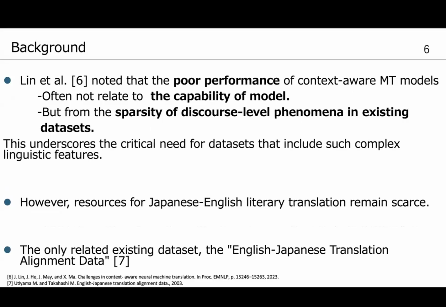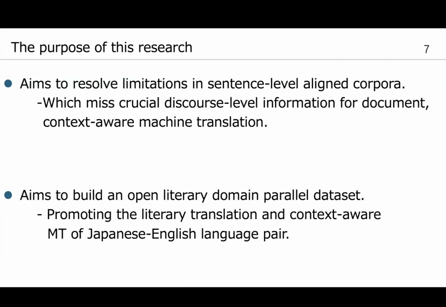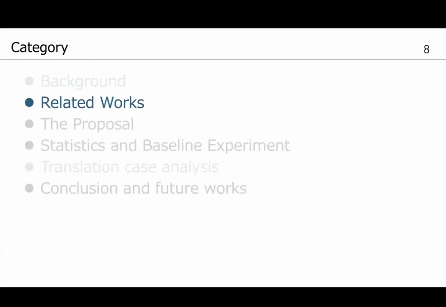However, the resources for Japanese and English language pair literary translation still remain scarce. The only related existing data set, the English-Japanese translation alignment data, was developed 10 years ago. So the purpose of this research is, first, to resolve the limitations of sentence-level aligned corpora, and second, to build an open literary domain parallel data set.